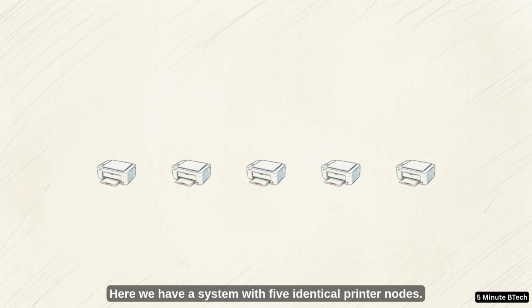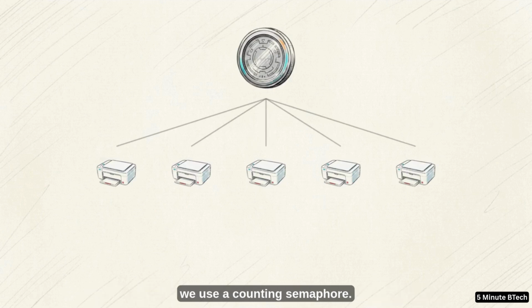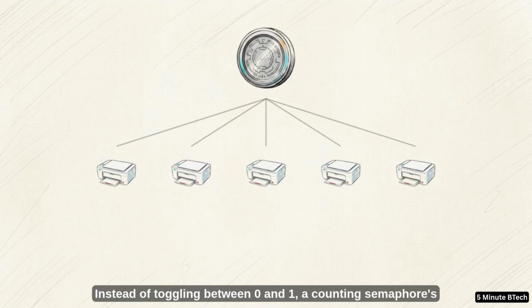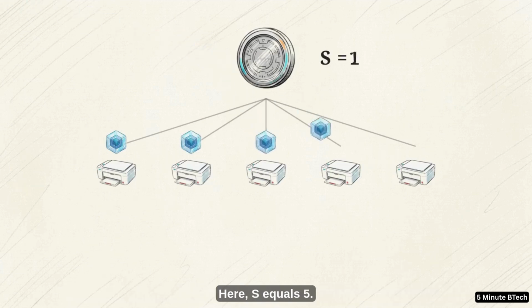Here we have a system with 5 identical printer nodes. To manage this without forcing processes into a single file line, we use a counting semaphore. Instead of toggling between 0 and 1, a counting semaphore's integer variable reflects the exact number of available resources in the pool. Here, s equals 5.